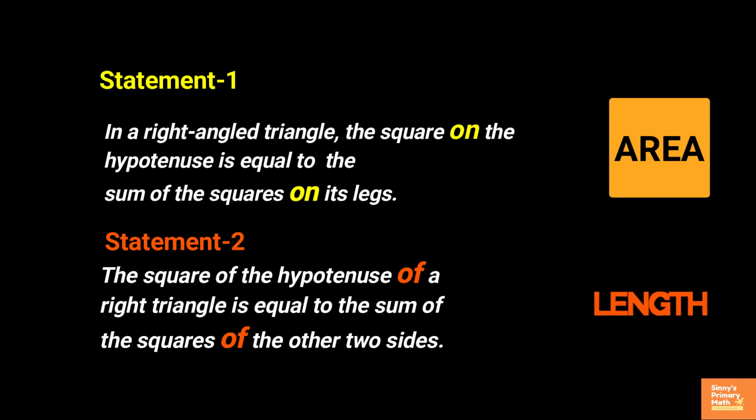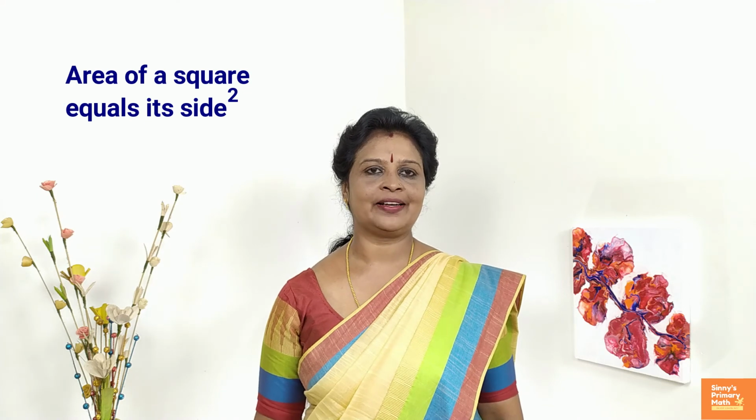The Pythagoras theorem really talks in terms of the areas of squares on the sides of the right triangle. Now you may raise a question, is there any difference in these two statements? Both statements are equivalent to one another because the area of a square equals its side squared.